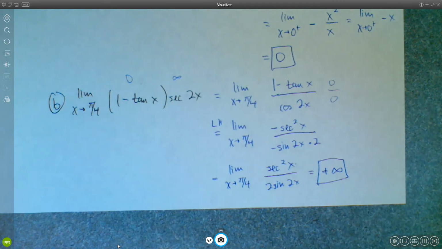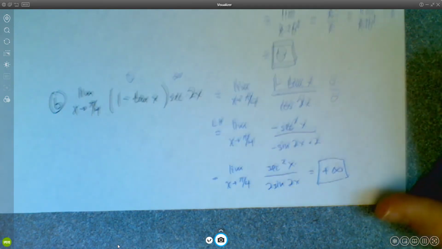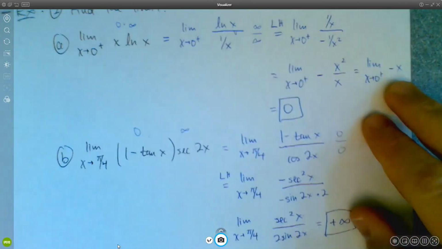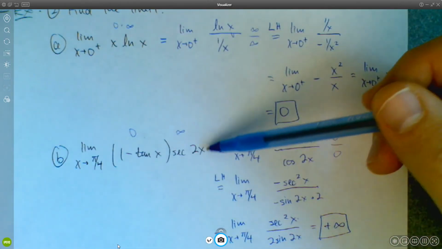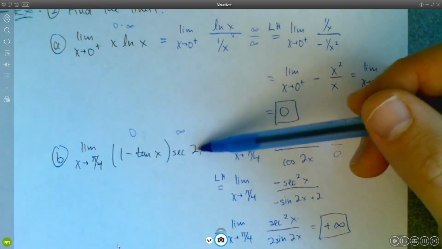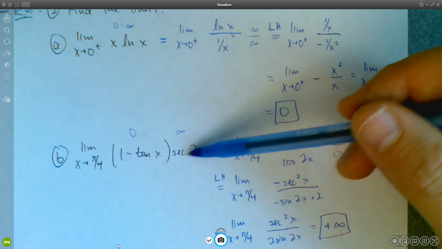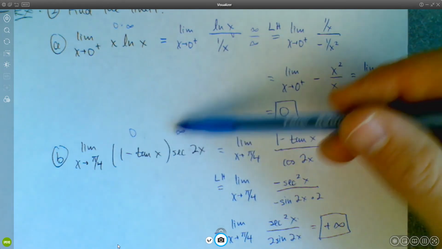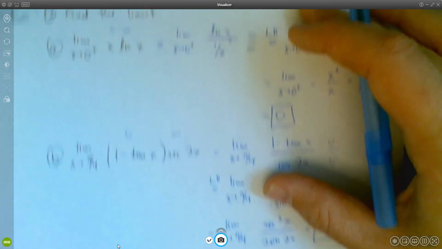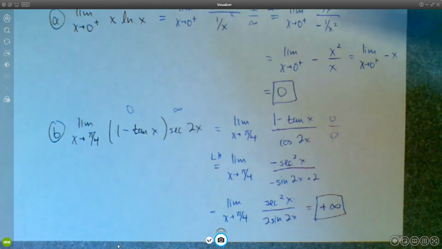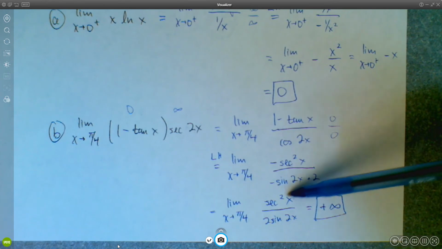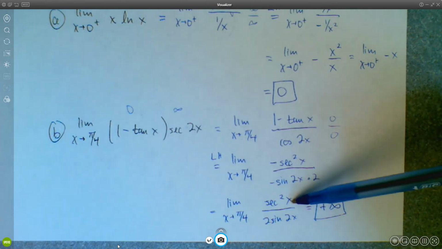So I led you astray. This was a mistake in arithmetic when I got to the last step. I was still thinking about secant 2x. If you plug in pi over 4 here, 2 times pi over 4 is pi over 2, and secant of pi over 2 is undefined, right? It's either positive or negative infinity, like the limit. But this isn't 2x anymore, it's just x, right?